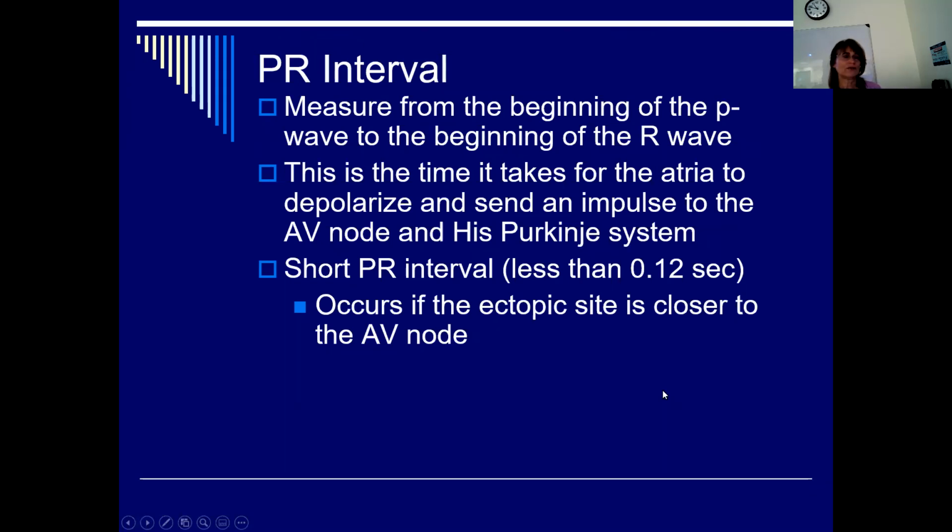Okay, now we're looking at intervals. When we're looking at the PR interval, we're measuring from the beginning of the P wave. As soon as the P wave leaves baseline, we start measuring the PR interval, and we measure to the beginning of the R wave. So if there's a Q, a little deflection there, we stop right there. And all those little boxes are considered part of the PR interval. It represents the time it takes for the atria to depolarize and the impulse to be sent to the AV node and the His-Purkinje system.